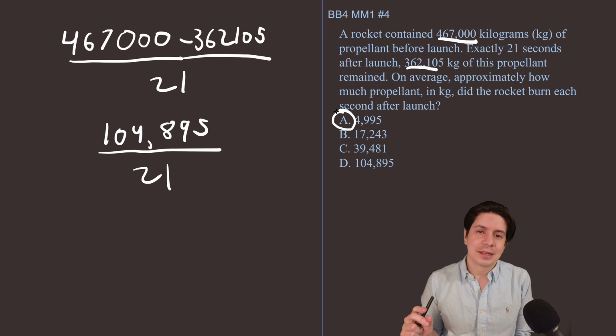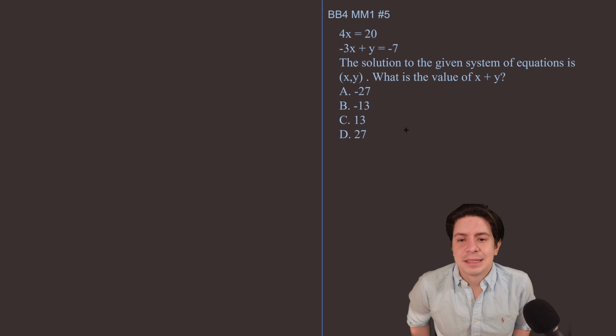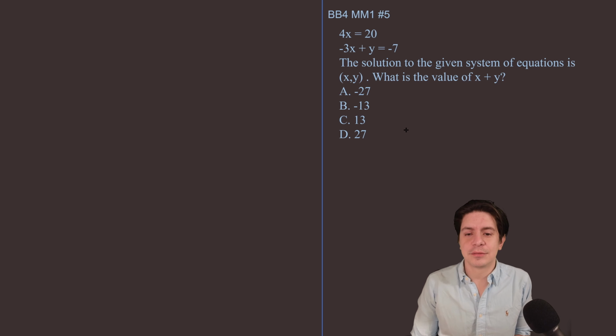Now, why am I telling you that? Because you need to find ways to save time on easy questions for the future. Sure, use the calculator to check, but hopefully your mental math is strong enough to where you don't have to do that here. And we have a classic systems of equations here. 4x equals 20. Negative 3x plus y equals negative 7.